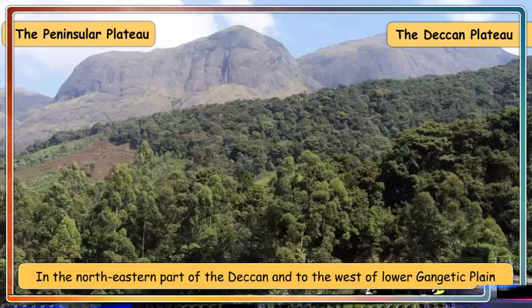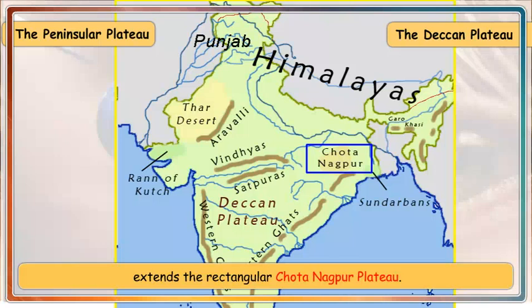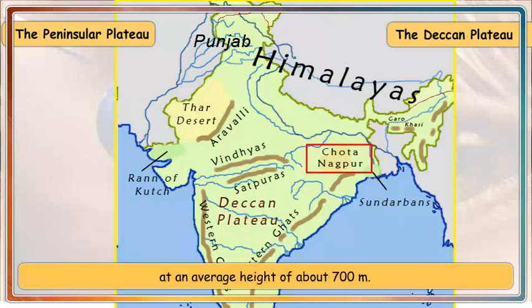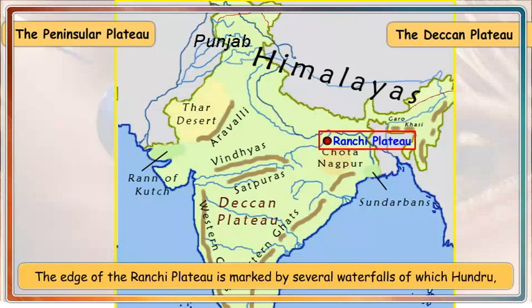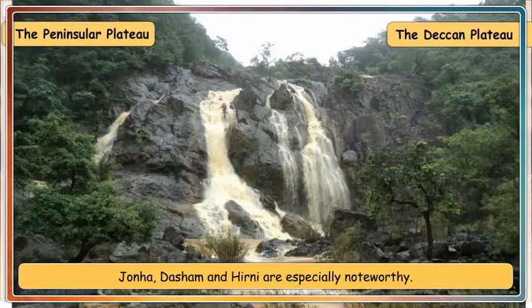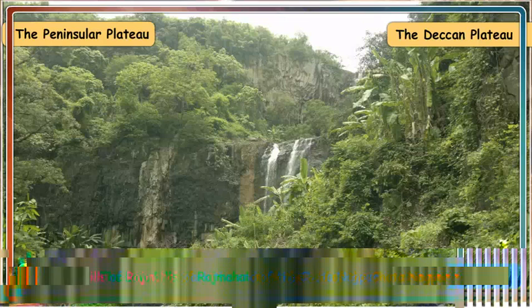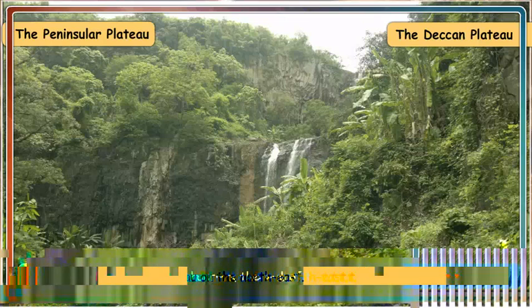In the northeastern part of the Deccan and to the west of the Lower Gangetic Plain extends the rectangular Chota Nagpur Plateau. The major central part of the plateau is constituted by the extensive Ranchi Plateau at an average height of about 700 meter. The edge of the Ranchi Plateau is marked by several waterfalls, of which Hundru, Jonha, Dasham and Hirni are especially noteworthy. The lava hills of Rajmahal mark the end of the Chota Nagpur Plateau on the northeast.